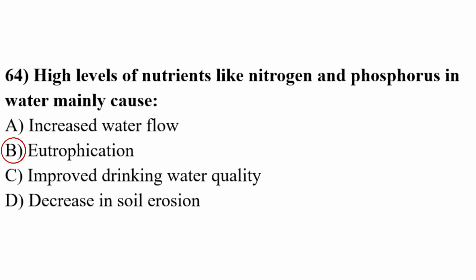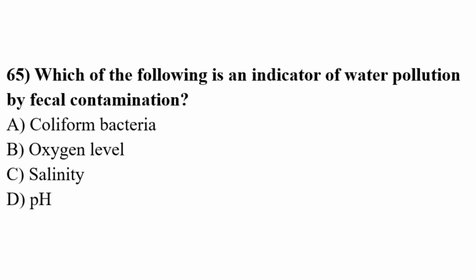Answer: B. Eutrophication. 65. Which of the following is an indicator of water pollution by fecal contamination? A. Coliform bacteria. B. Oxygen level. C. Salinity. D. pH.